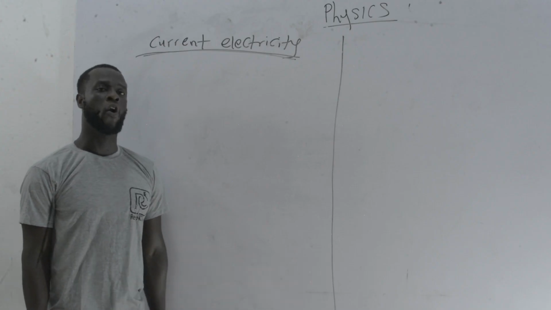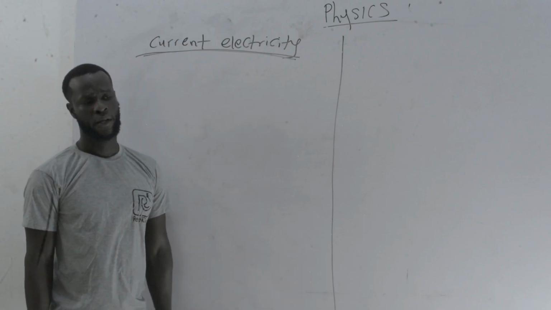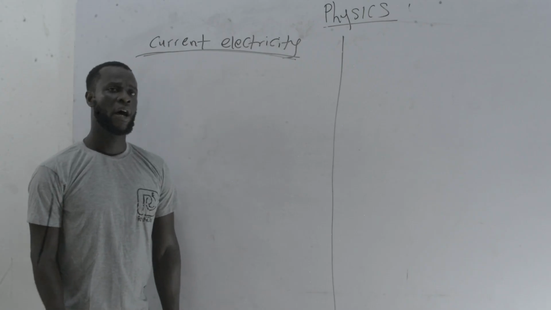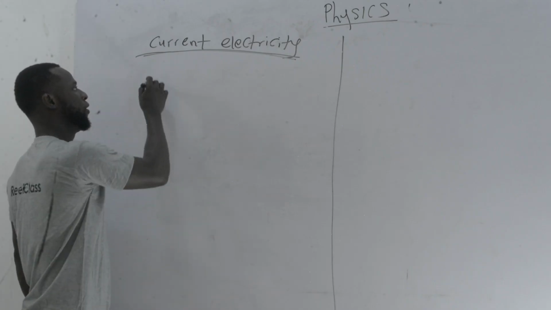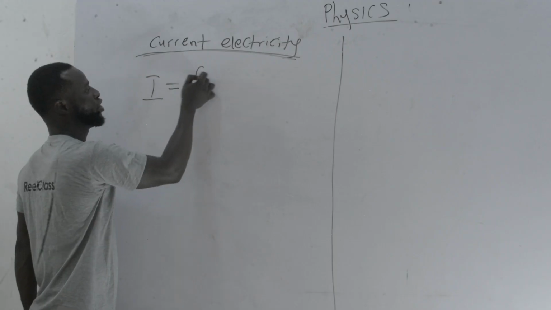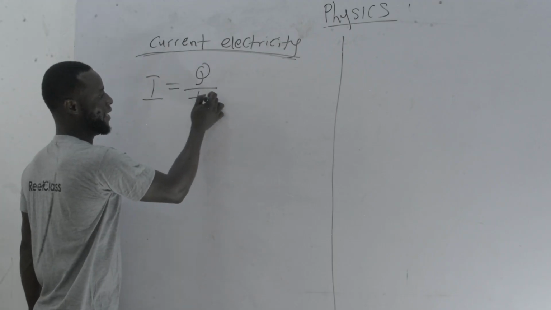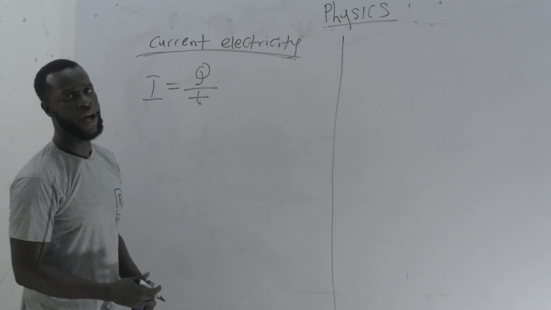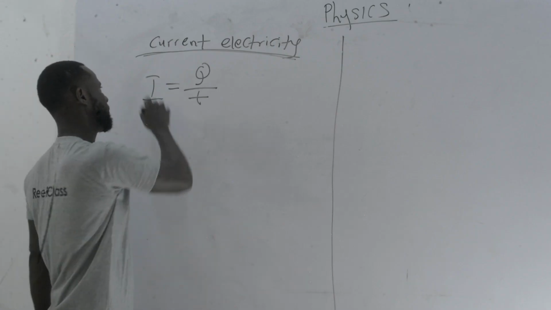Today, we'll be talking about current electricity. Now, electric current is simply the flow of charges. Basically, we can define current I as the amount of electric charge passing through a point divided by the time it takes. So current is charge over time, and current is measured in amperes.